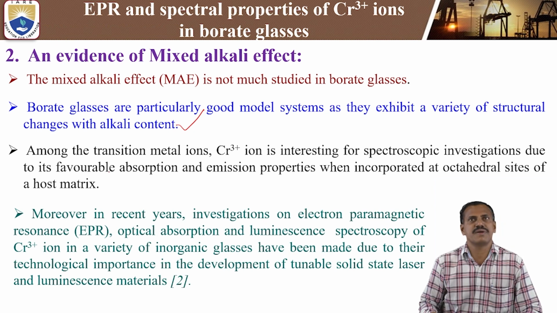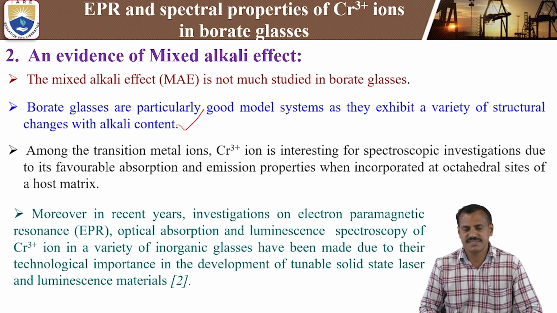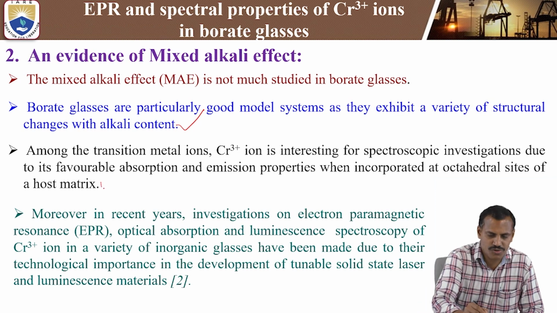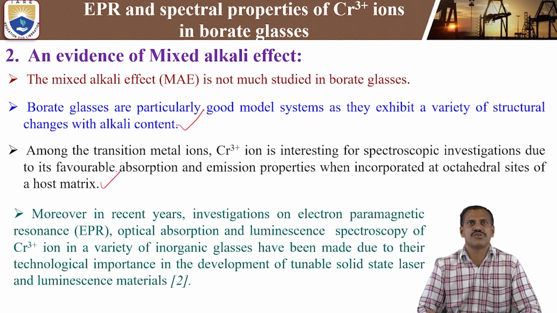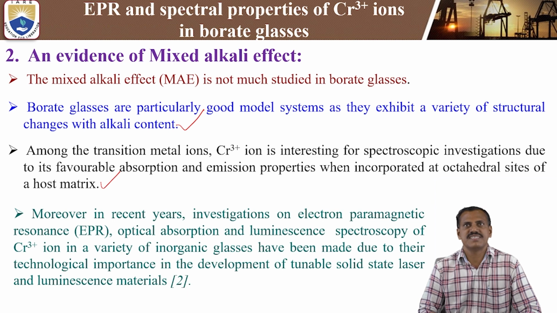Among the transition metal ions, chromium triplet ion is interesting for spectroscopic investigation due to its favorable absorption and emission properties when incorporated at the octahedral site of the host matrix. Whenever chromium triplet ions are doped in borate glasses, this chromium triplet ion being one of the transition metal ions, we can change and study the spectroscopic analysis. So optical and luminescence properties we can study using chromium triplet doped borate glasses.